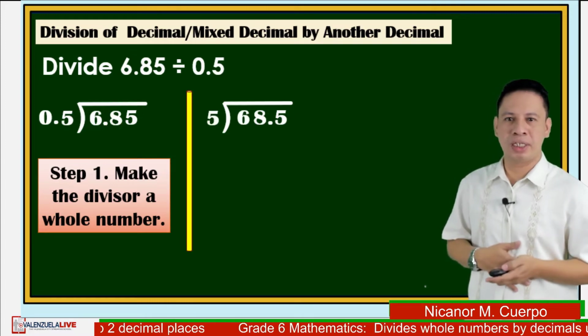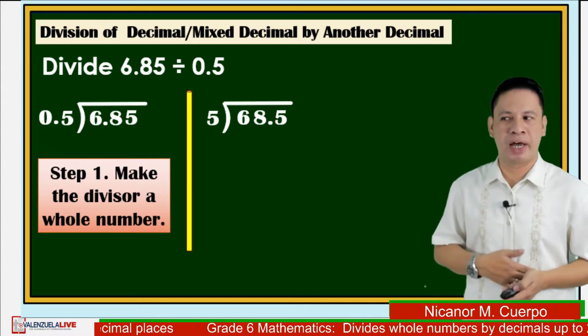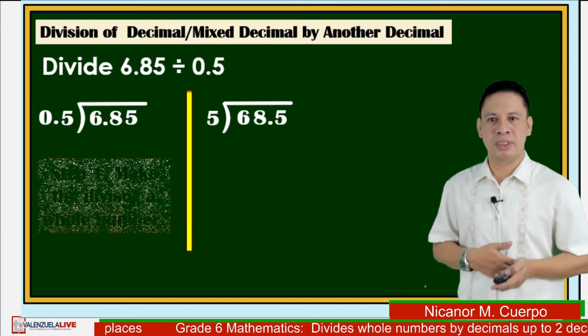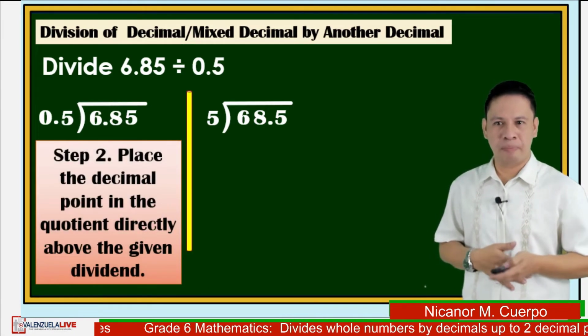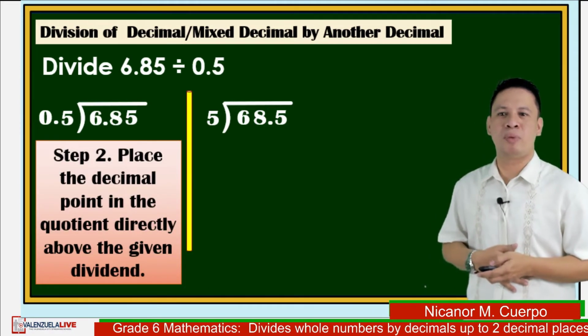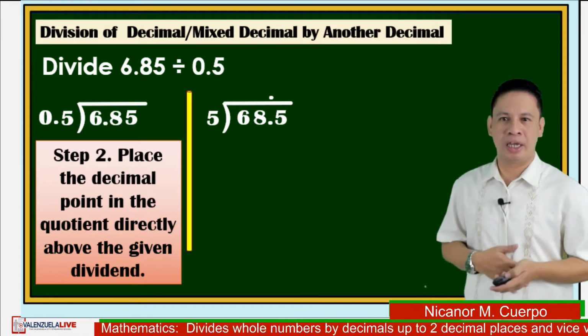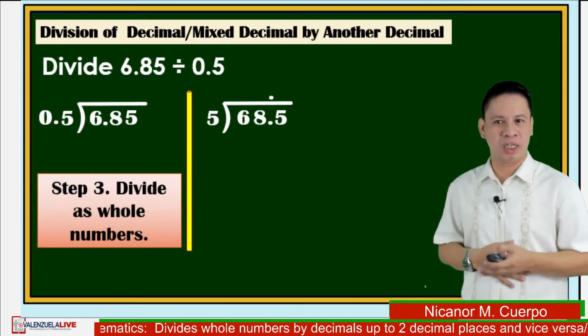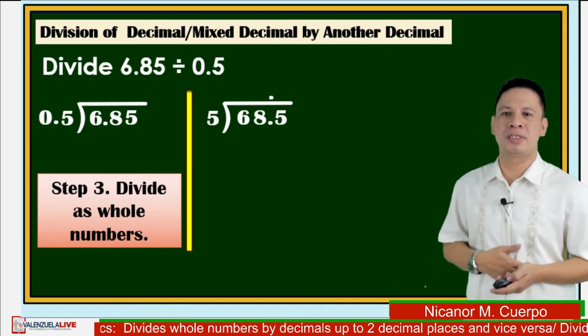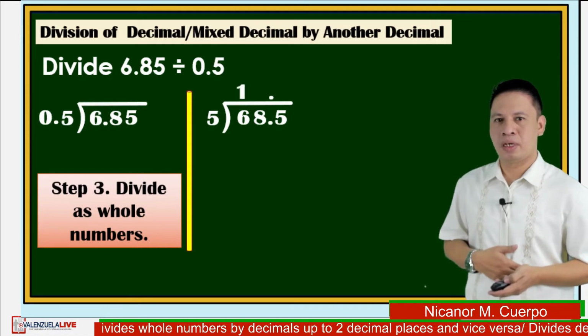So we'll now have 68 and 5 tenths divided by 5. So 6 divided by 5. Step 2, place the decimal point in the quotient directly above the given dividend. Okay. So we'll now proceed to step 3, which is divide as whole numbers. So 6 divided by 5 equals 1.